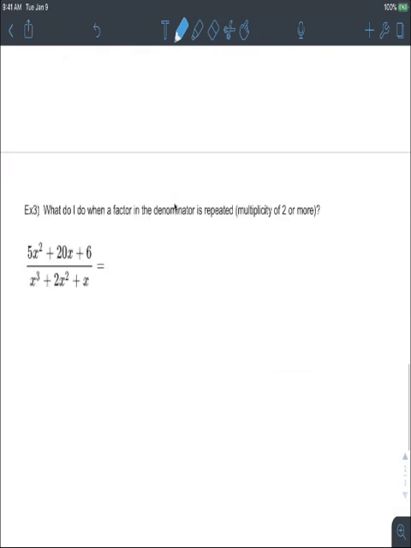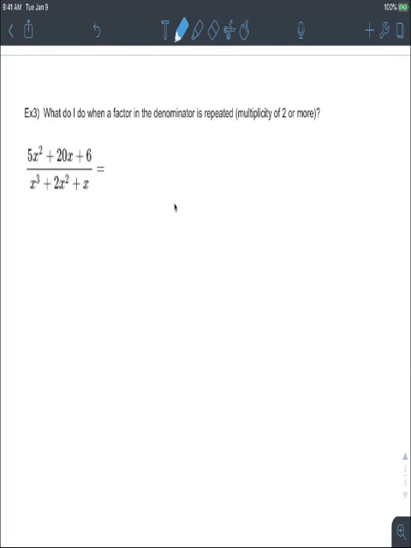This is a long video, sorry. So if we have repeated factors, we have to do a little trickery. So first off, I'm going to factor out the bottom here. So I get x times x squared, so GCF, plus 2x plus 1. And then I see that x squared plus 2x plus 1 is a perfect square trinomial. That would be x plus 1 times x plus 1. So I have this repeated factor.